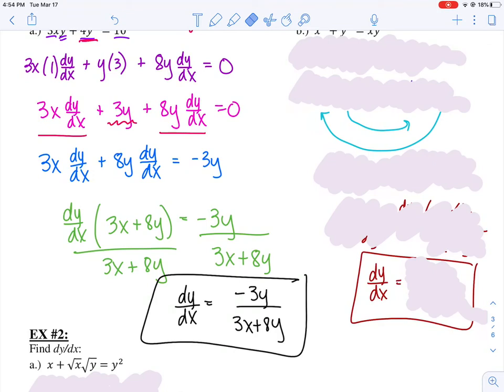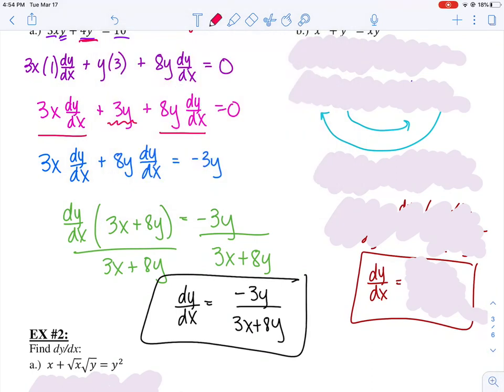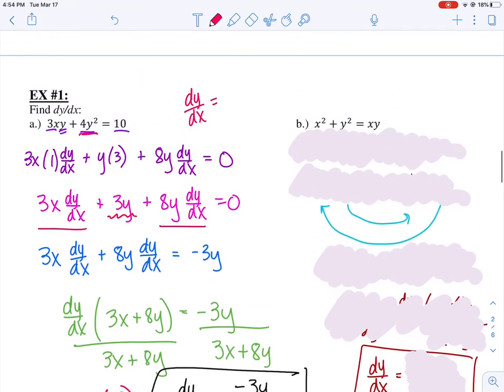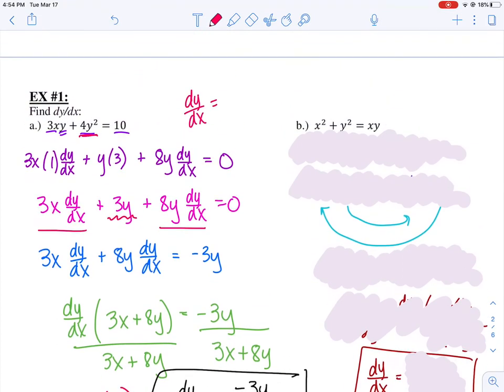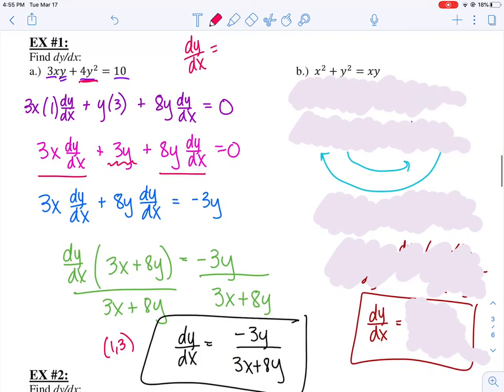You should be able to find me the slope at any point if I give you the point, right? If I ask you to find me the slope of this line at the point 1, 3, couldn't you plug in a 1 for x and a 3 for y and find me the slope, the derivative? And that's all that this is, okay? All right, let's try another one. So over here, I have x squared plus y squared equals xy. Why don't you try pausing the video, do this one, and see how far you get.